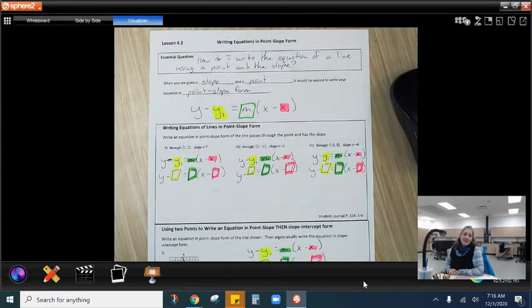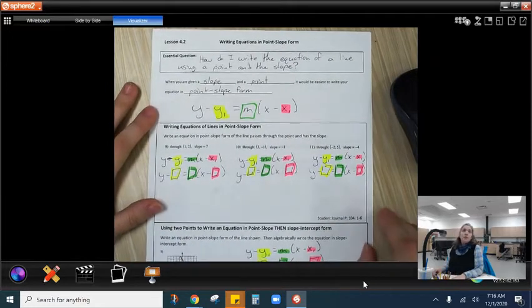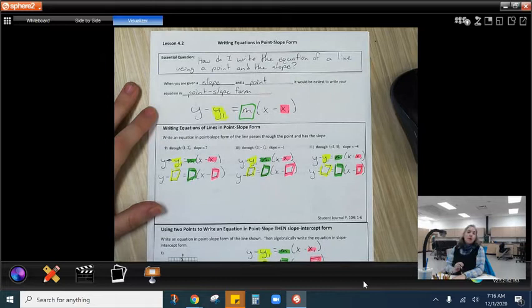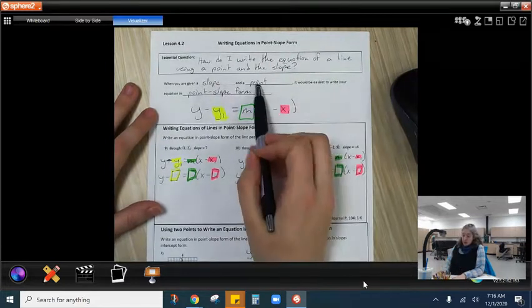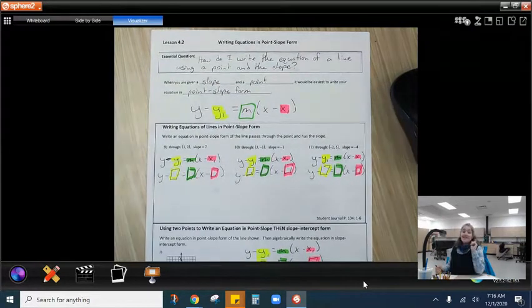Hello, Algebra! Today we're going to start lesson 4.2, which is writing equations in point-slope form. So if you are given a point and a slope, it is easiest to write the equation in point-slope form, especially if that point is not the y-intercept. So we're going to take a look at this, okay?